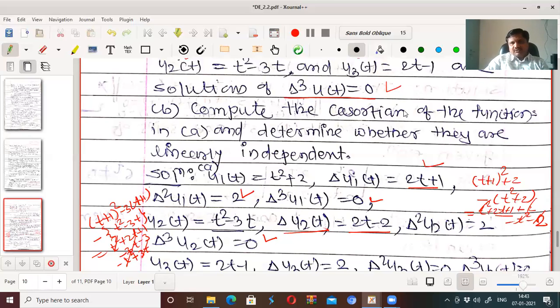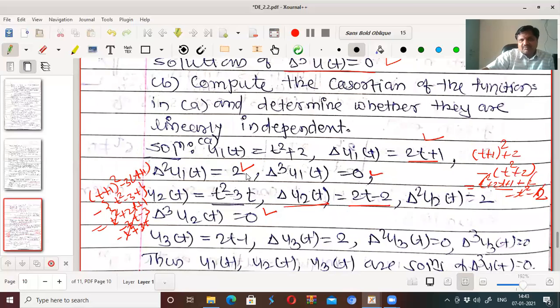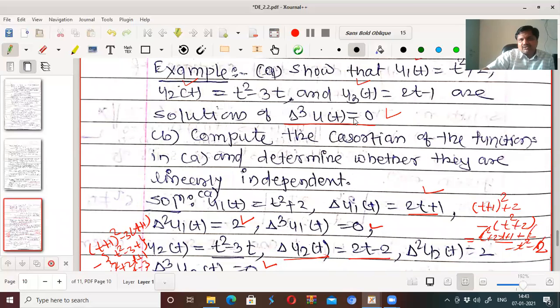Delta cube u of t equal to 0. Similarly, we will go for u3t. Let u3t equal to 2t minus 1. Therefore, delta u3t equal to 2. The difference will be 2 only. As this is a constant term, its delta becomes 0, and delta of 0 is again 0. So delta cube u3t is again 0. So u3t also satisfies the given difference equation delta cube ut equal to 0. Therefore u3t given by 2t minus 1 is a solution of delta cube ut equal to 0.